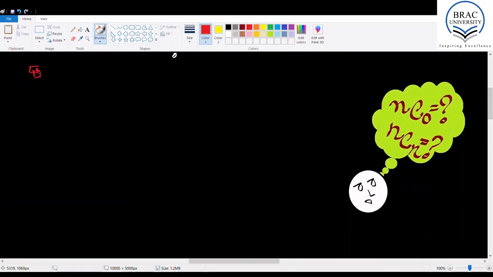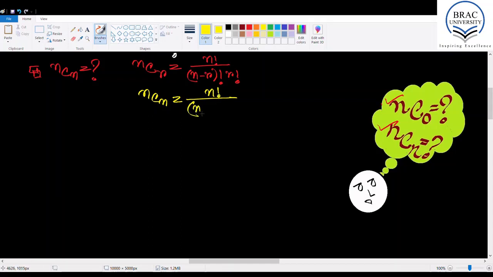Here, this is the first one, this is the second one. What is the value of nCn? You can answer it easily, because you'll see that nCr equals n factorial divided by (n minus r) factorial into r factorial. So according to the formula, nCn equals n factorial divided by (n minus n) factorial into n factorial, because we replace this r with n, right?